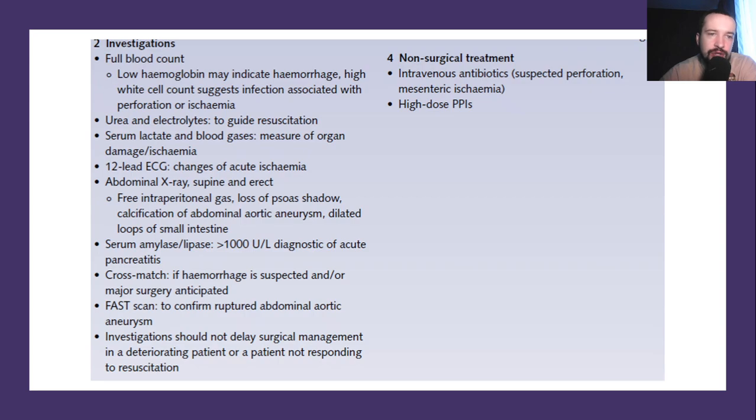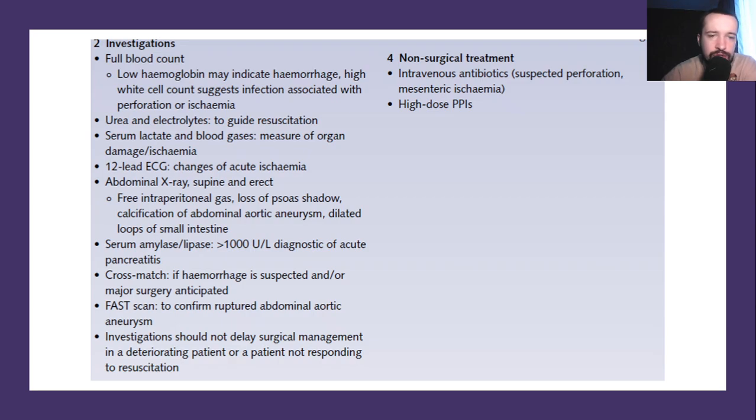And other investigations: serum lactate and blood gases, ECG, abdominal X-ray. There we want to find free intraperitoneal gas, loss of psoas shadow, and the abdominal aortic aneurysm, though you will never see it on the X-ray. Dilated loops of small intestine, and you will always see the sign of Kloiber's cups. Serum amylase and lipase are diagnostic for acute pancreatitis.